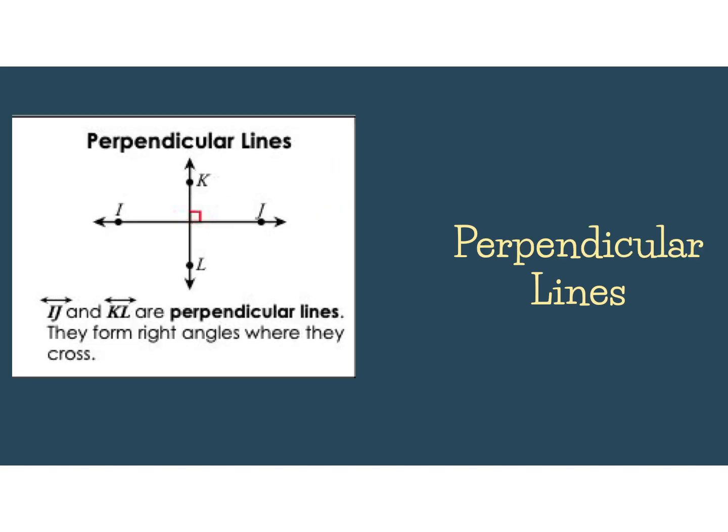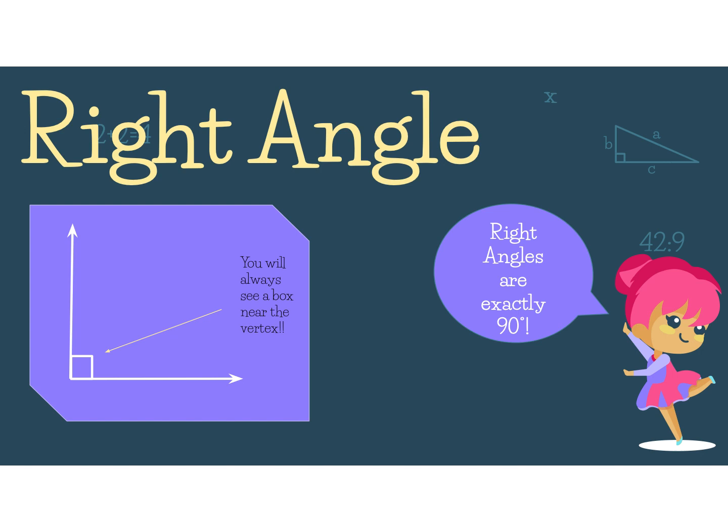A perpendicular line, they come together and they form a right angle or a 90-degree angle. Most of the time, or all of the time, that perpendicular line will actually create 4 right angles, which makes a square. All right. And the last thing is a right angle.